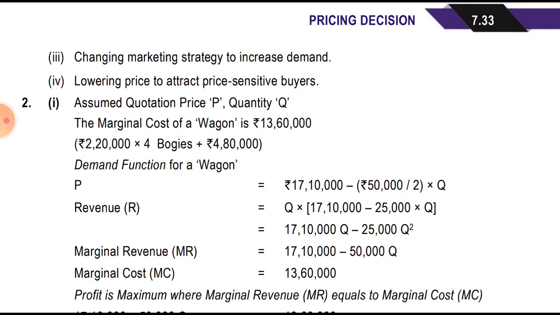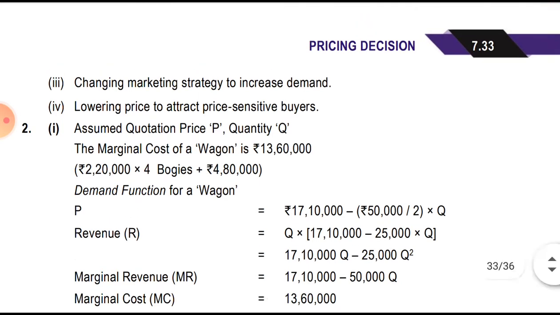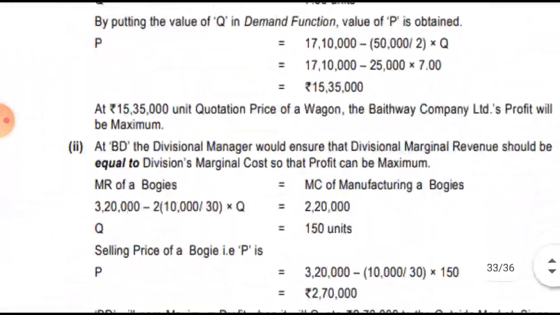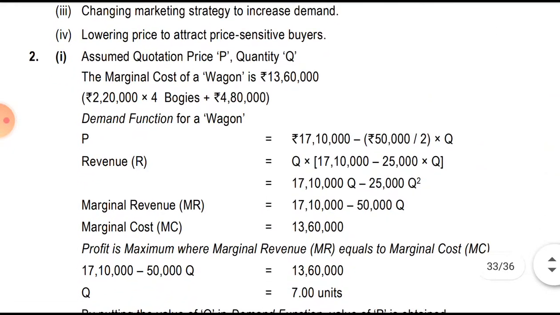So they will change their marketing strategy to increase the demand, and they will lower the price for price sensitive buyers. So these are the 4 strategies they can adopt. Then we'll move on to question number 2.